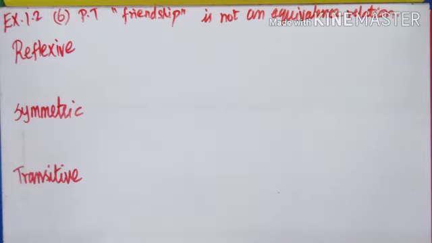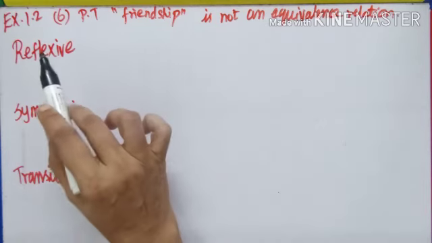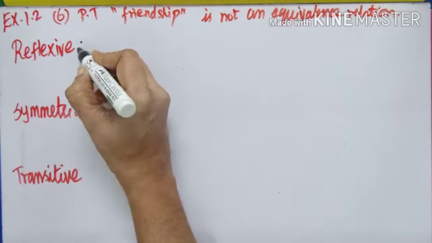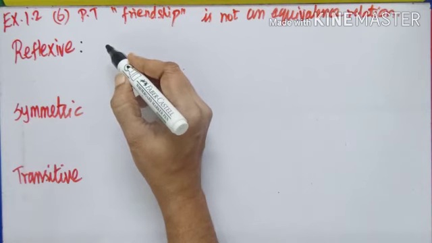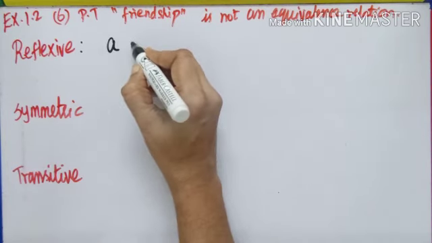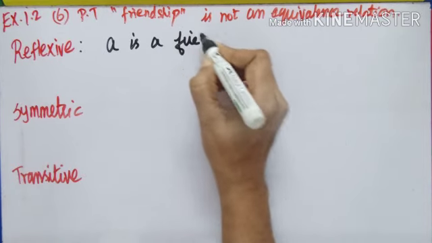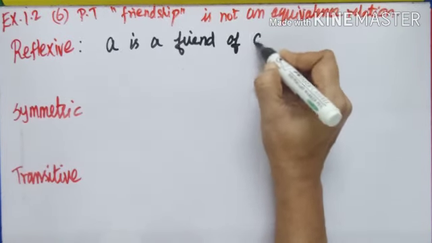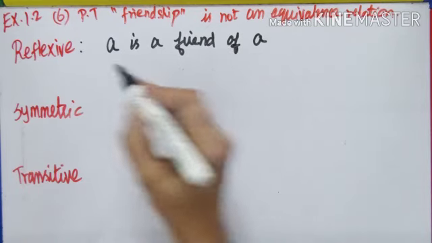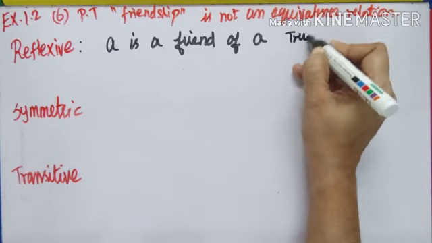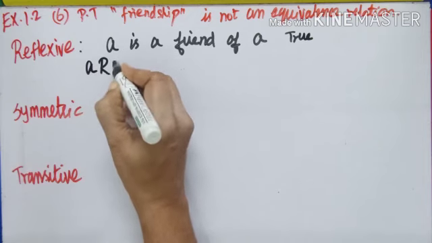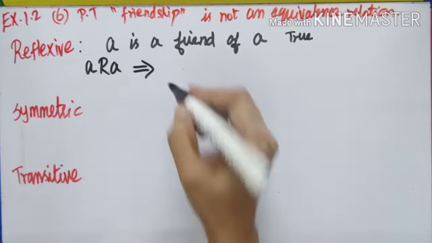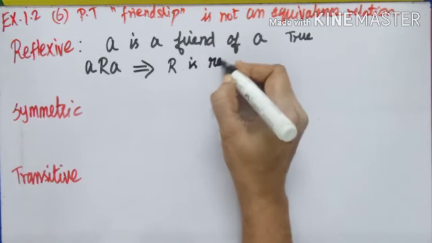Question number 6. Prove that friendship is not an equivalence relation in the people of Chennai. So the set given is people of Chennai. Reflexive: are you a friend of yourself? Yes or no? A is a friend of A. That is true. Everyone should be a friend of their own selves. So A is a friend of A is true. So I will say A related to A implies R is reflexive.